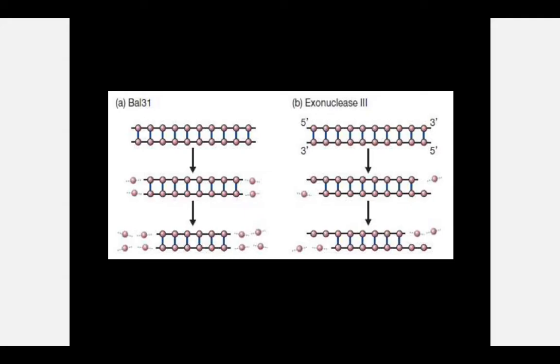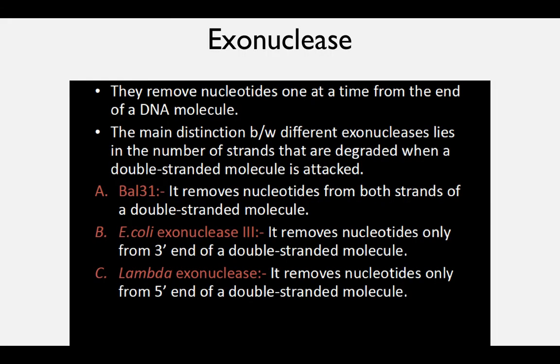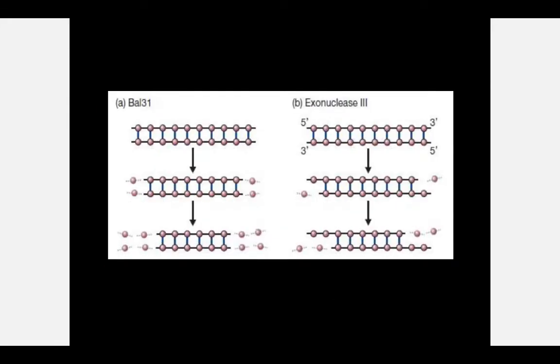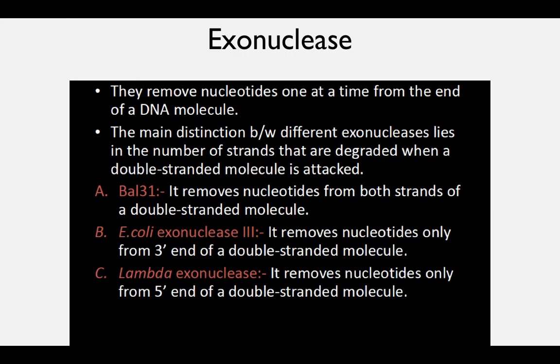Okay, so that is the meaning of the word exonuclease, right? There are a number of exonucleases, different examples of exonuclease. You can take the example of BAL 31, it removes the nucleotides from both strands of a double-stranded molecule. Exonuclease III removes nucleotides only from the 3' end of the double-stranded molecule. And one more is lambda exonuclease. It removes the nucleotides only from the 5' end. So this particular one is known as an exonuclease.